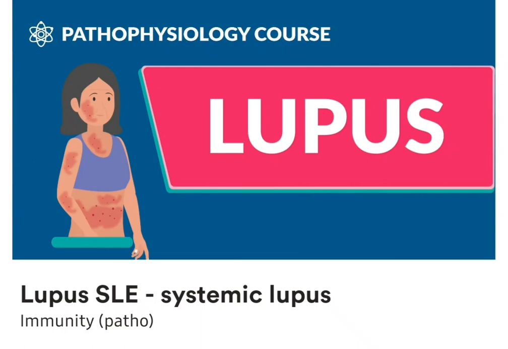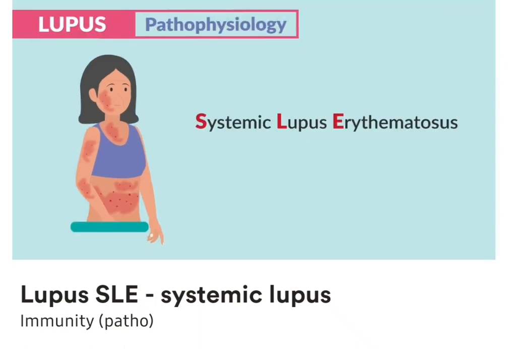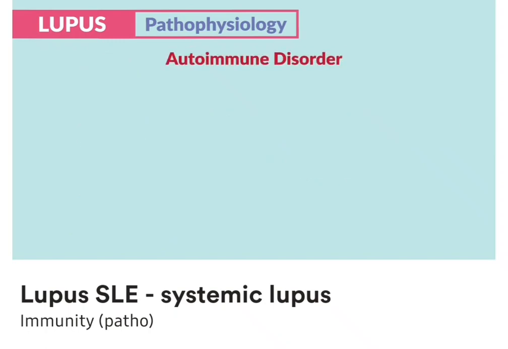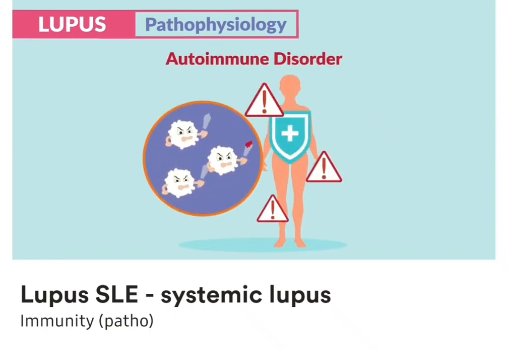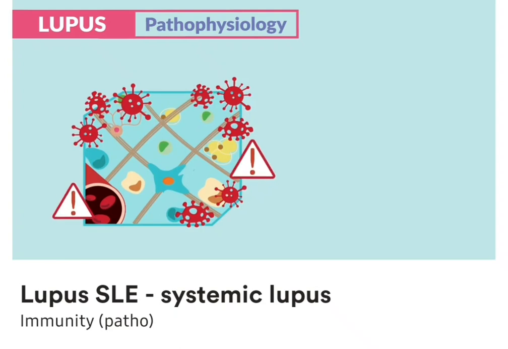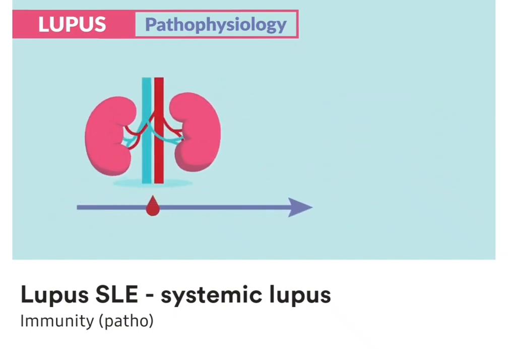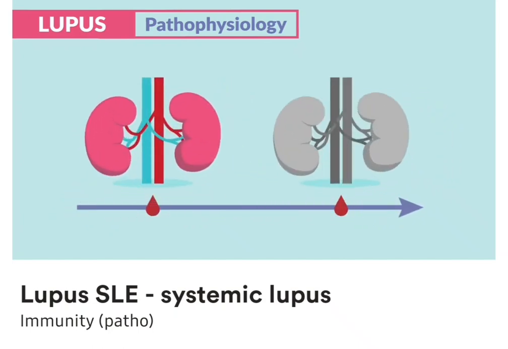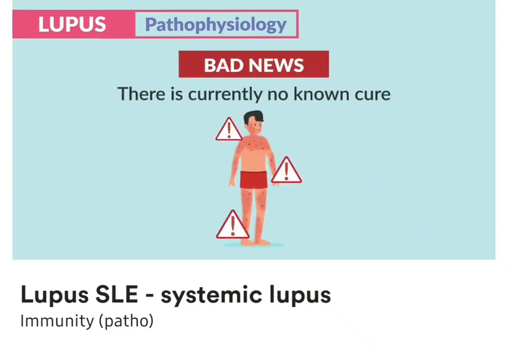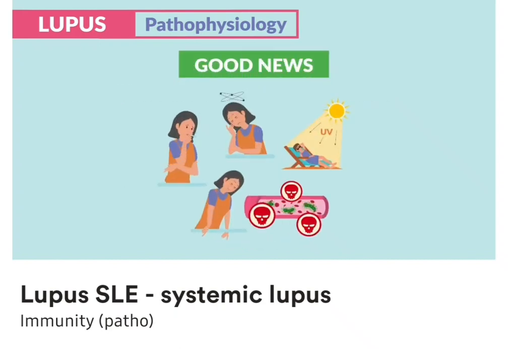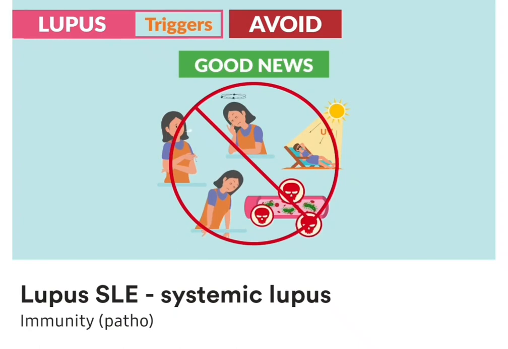Lupus is our next topic, also called systemic lupus erythematosus, or simply SLE. Now, it's an autoimmune disorder where the body attacks itself, causing major inflammation in the connective tissues, like the skin, joints, kidneys, and the heart, resulting in major organ failure over time, typically seen in the kidneys first. Now, the bad news here is that there's currently no cure for lupus, but the good news is that we can identify and avoid triggers which cause flare-ups.